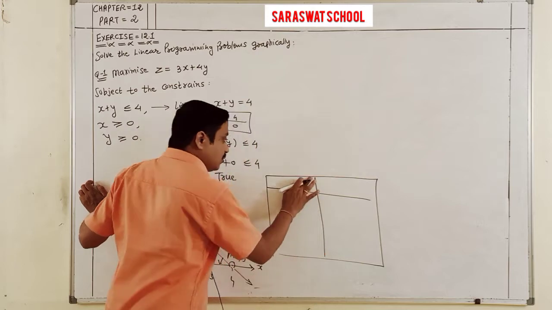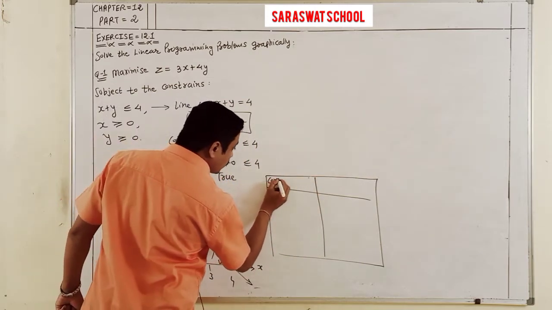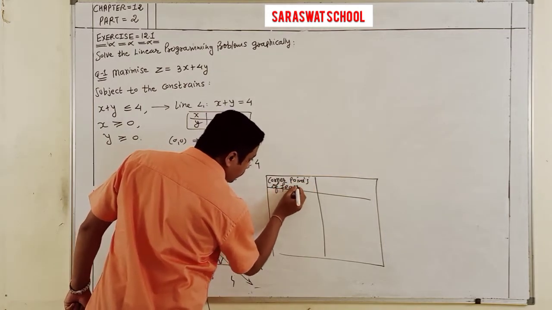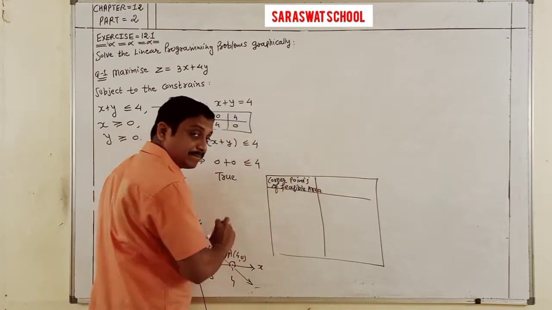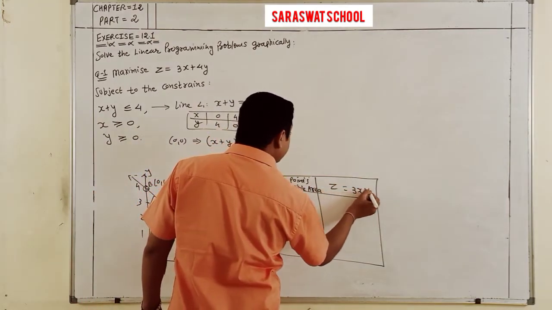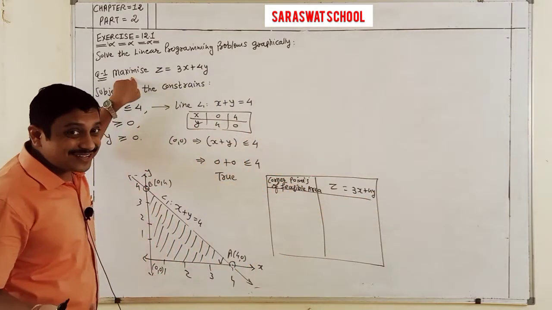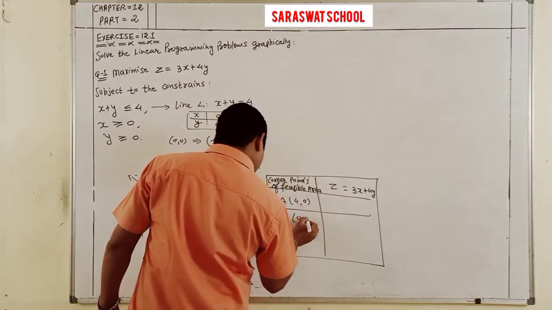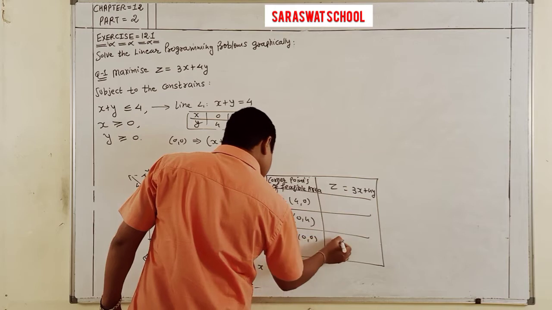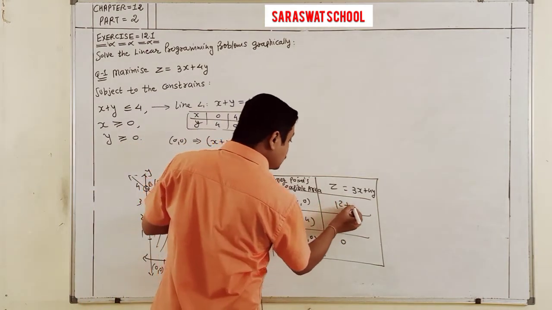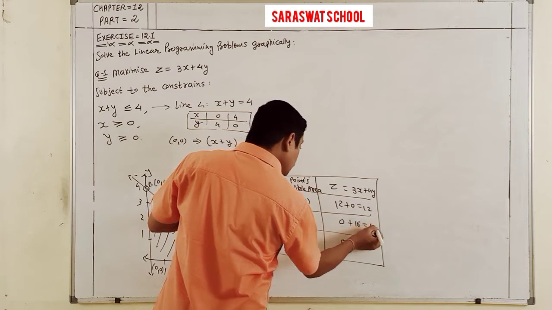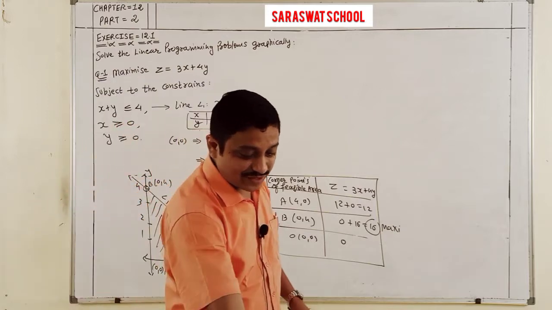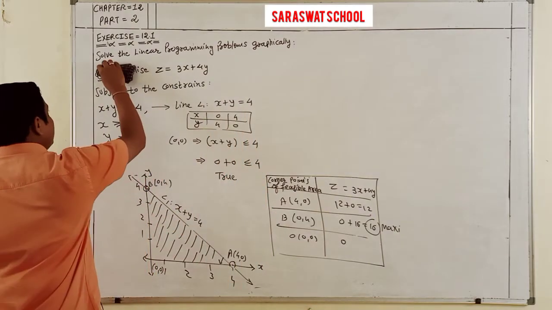Yes, the corner points of the feasible region, or feasible area. Z I will define as 3x + 4y, but it is to be maximized. A is 4 0, B, and O is 0. 4 times 3 is 12 and 0, and here 16. So that's your maximum at B, 0, 4. Now question second, students. Very easy.